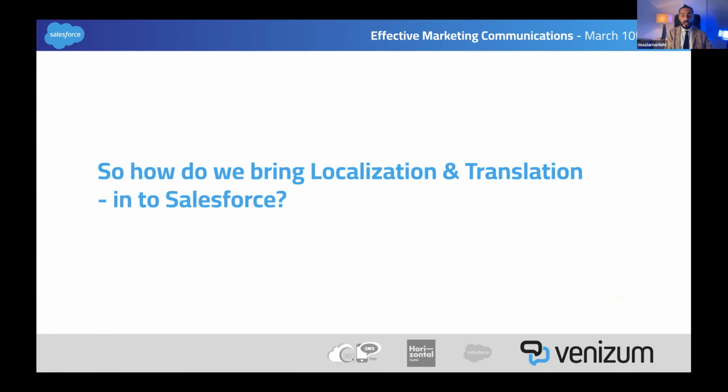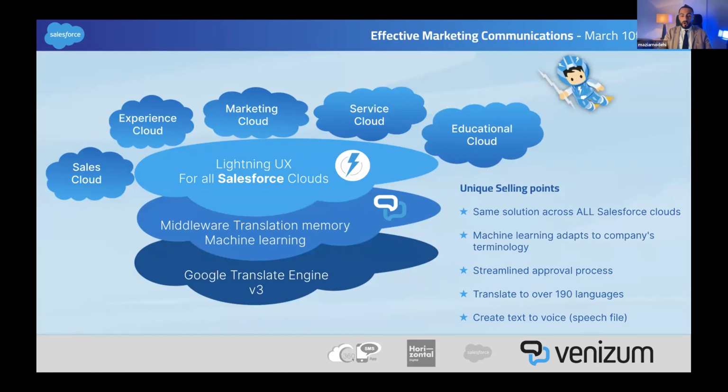So enough with all of the best companies that do localization and translation. Back to Verbis and Venizum. How do we bring localization and translation into Salesforce? Verbis is a translation application built natively on Salesforce that you all can find on AppExchange. And it's built on 3 different layers that you see in front of you. So the bottom layer is built out of Google Translate Engine Volume 3.